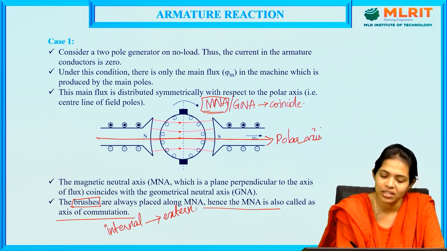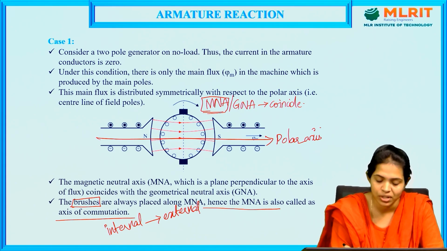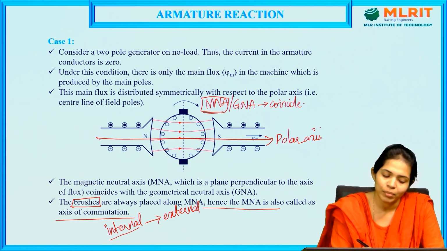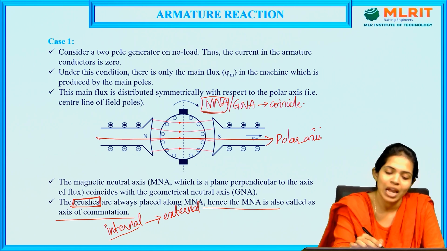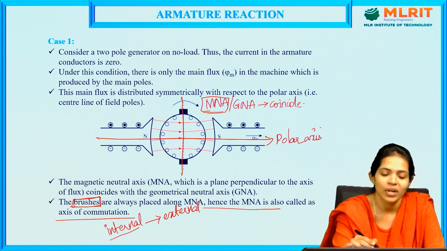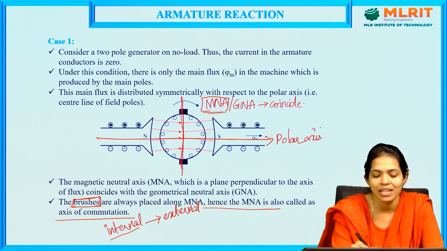These brushes carry the current from the internal circuit to the external circuit. So before these brushes carry it to the external circuit, the current reversal happens along the MNA. So that is why this MNA is also called the axis of commutation.